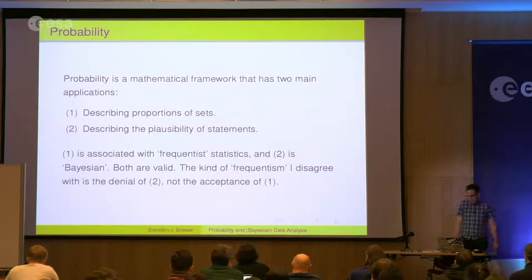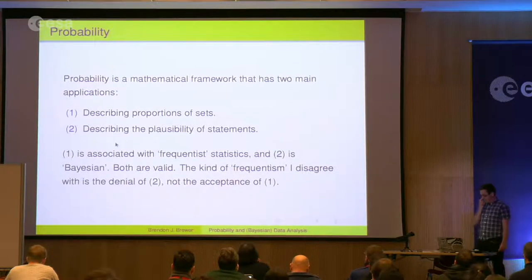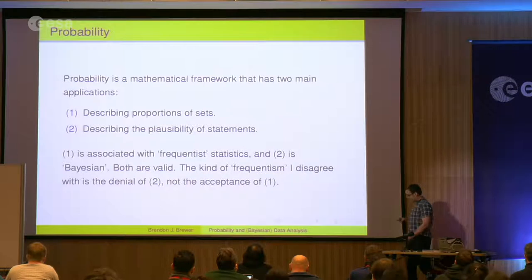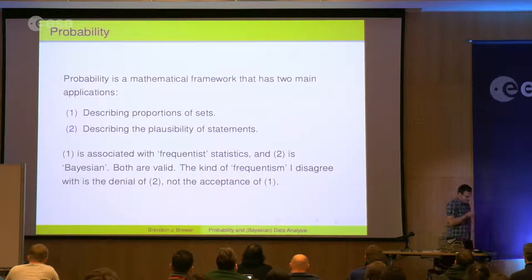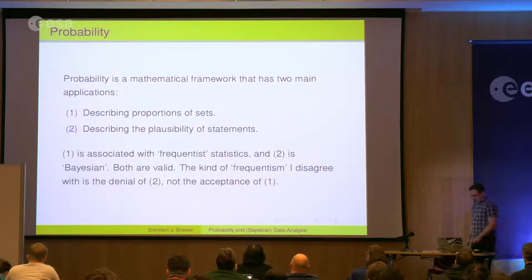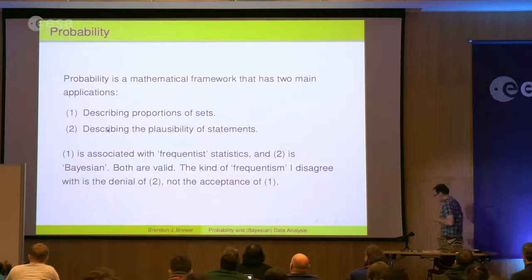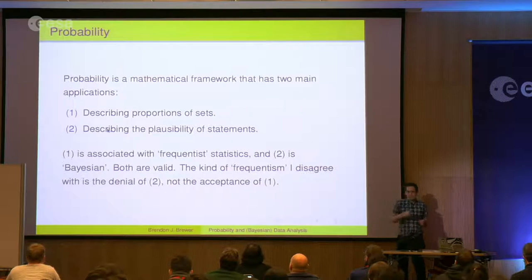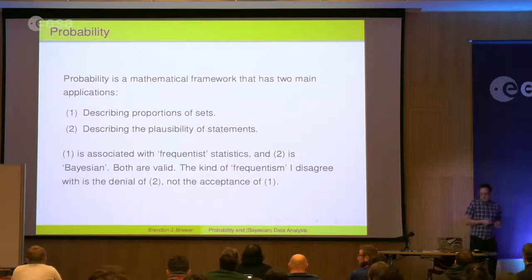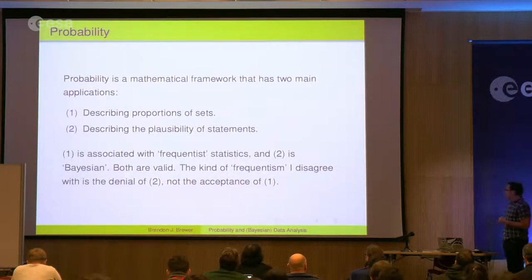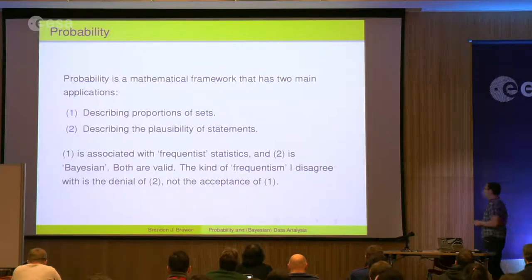And there's two main applications of probability that are out there, and both of them are useful, but one of them is the one I'm going to emphasize in this course, which is the Bayesian one, which I've put here as number two: you can use probabilities to model degrees of certainty about statements, or degrees of plausibility of statements.